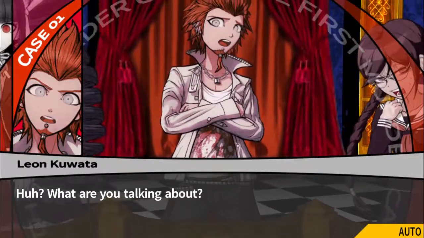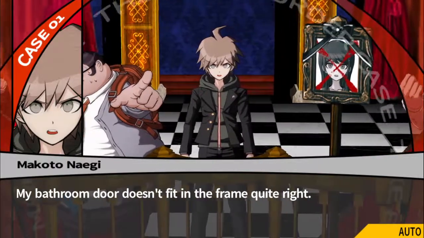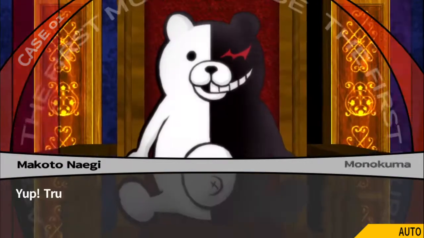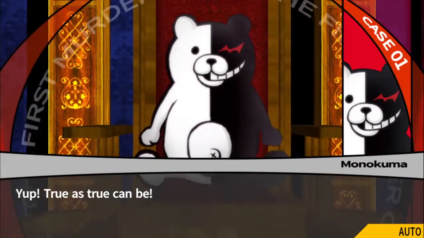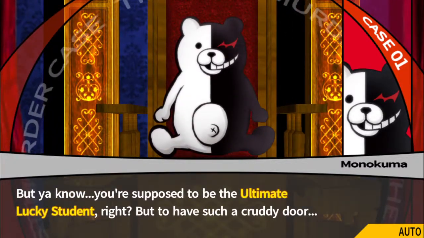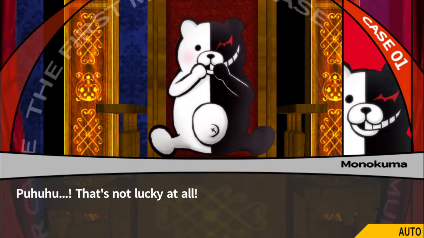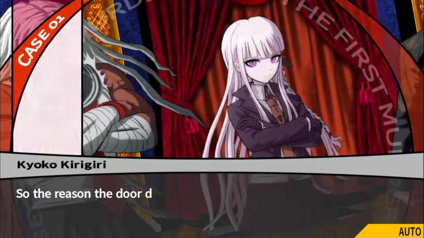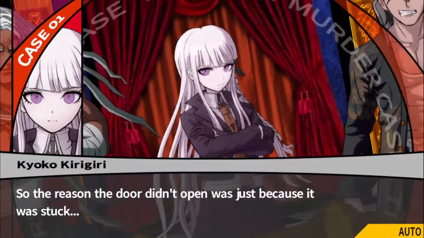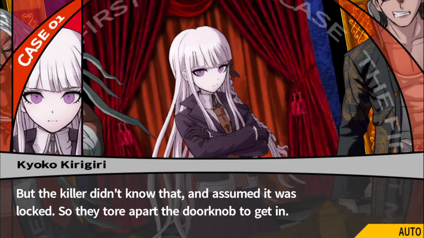What are you talking about? My bathroom door doesn't fit in the frame quite right. Monokuma over there can testify to that. Yup, true as true can be. But you know, you're supposed to be the ultimate lucky student, right? But to have such a cruddy door, that's not lucky at all! So the reason the door didn't open was just because it was stuck. But the killer didn't know that and assumed it was locked, so they tore apart the doorknob to get in.